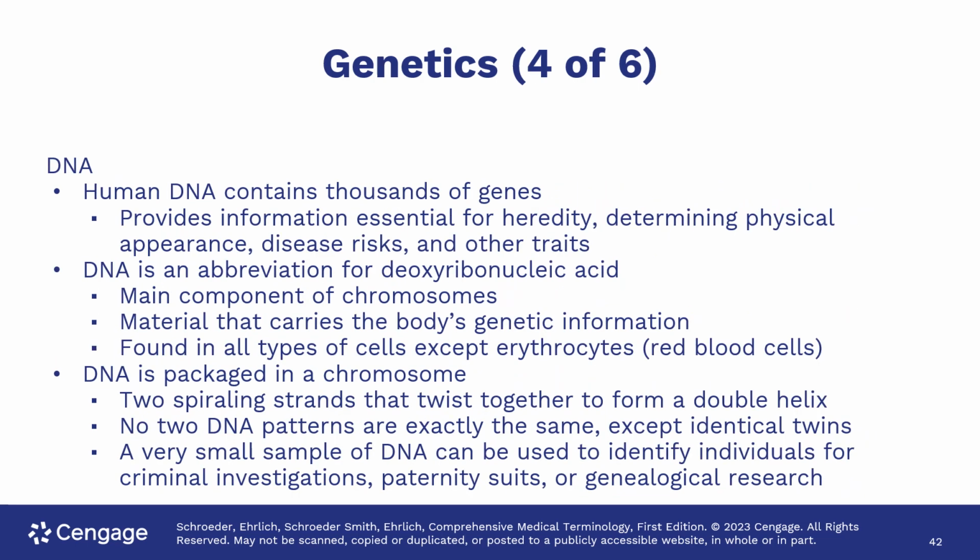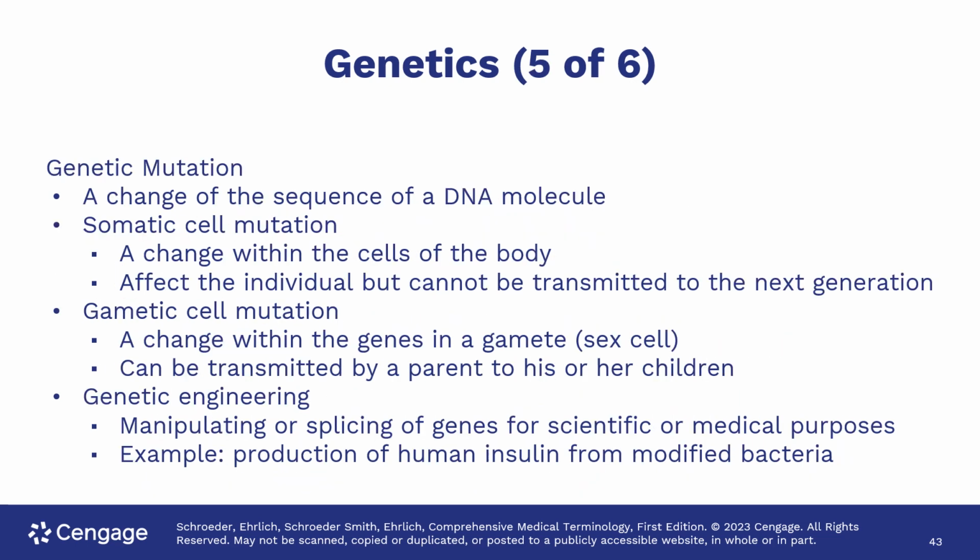DNA is deoxyribonucleic acid, and it's the building block of the chromosome. It carries the body's genetic information. It tells us about the physical appearance, disease risks, and other traits. Two spiraling strands twist together to form a double helix. No two patterns are the same except in the case of identical twins because they came from the same cell.